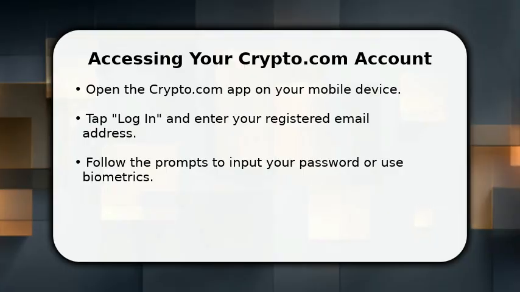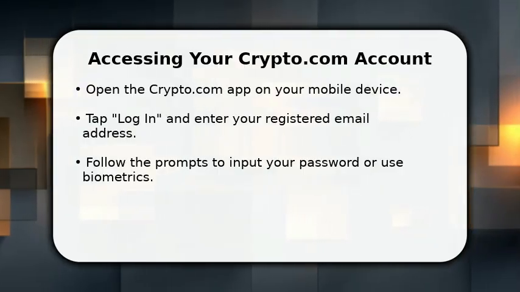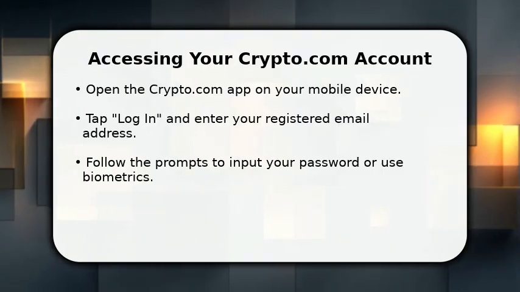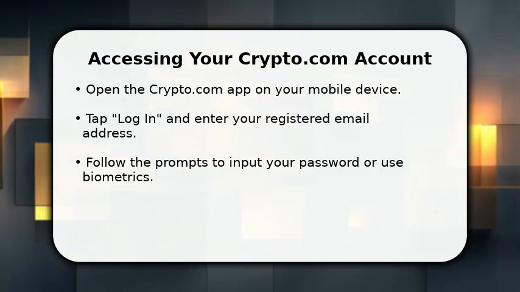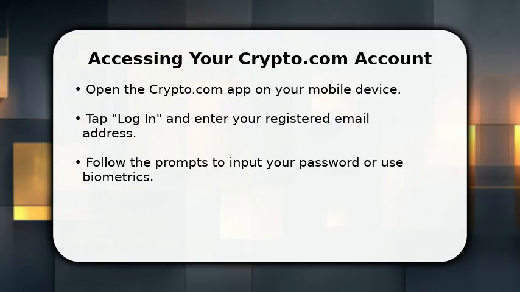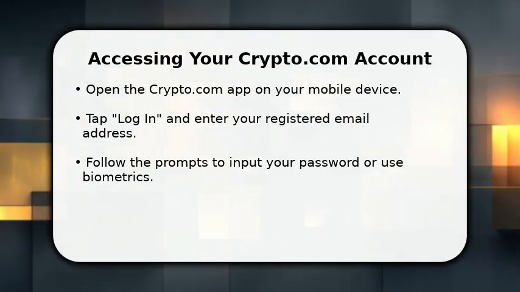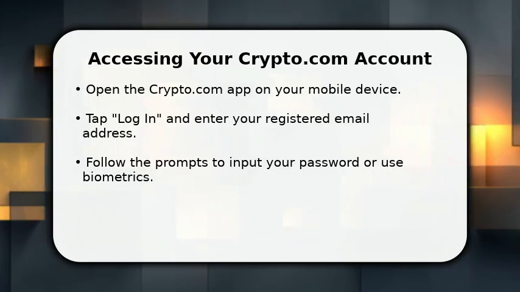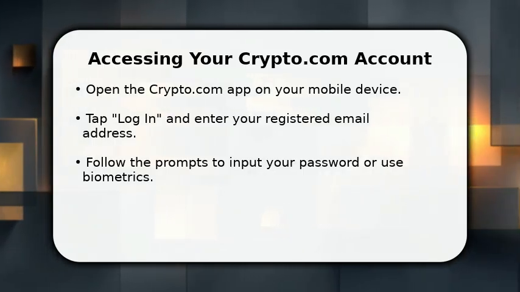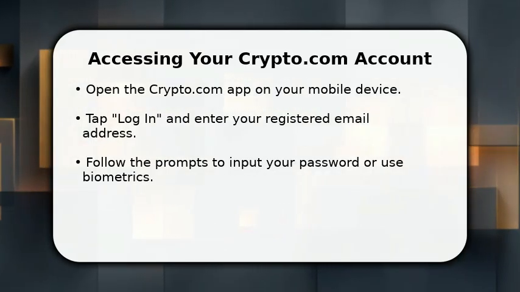Enjoy the video. In this video, I will explain how to find your Crypto.com account. First, open the Crypto.com app on your smartphone. Look for the Login button, usually at the bottom of the screen. Tap it, then carefully enter the email address you used to register your account.